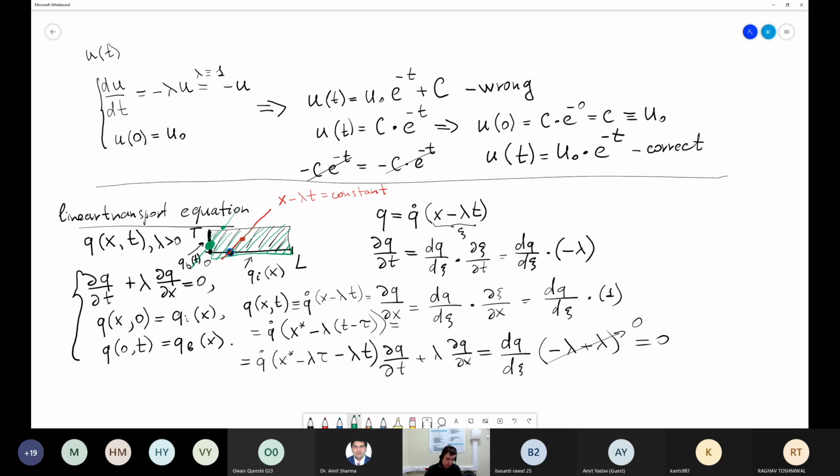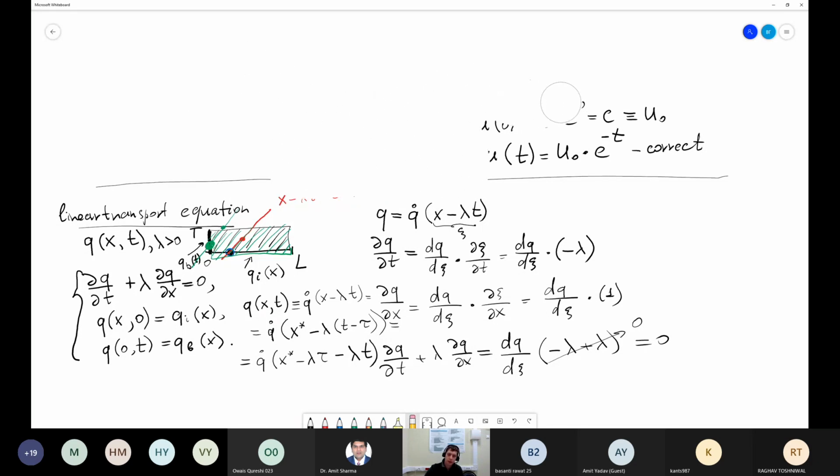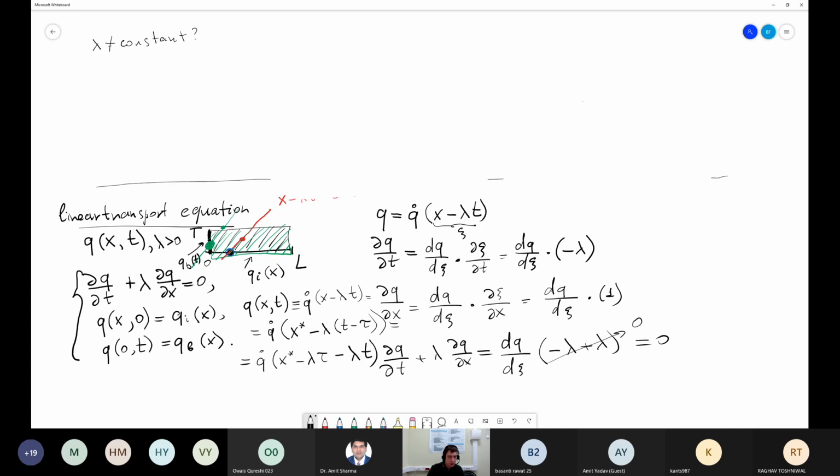What we can do? If we speak about a little bit more complicated case, when we have the dependence of lambda over the x. What if lambda depends on x? What if lambda is not constant? It means that the characteristic curve will be curved.